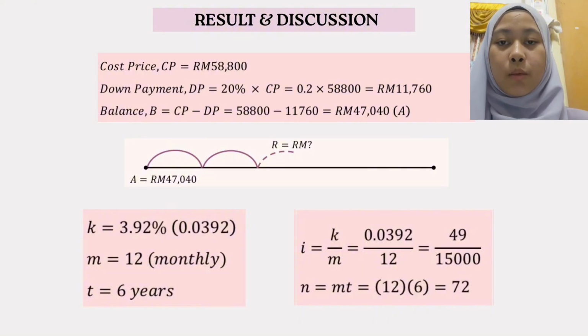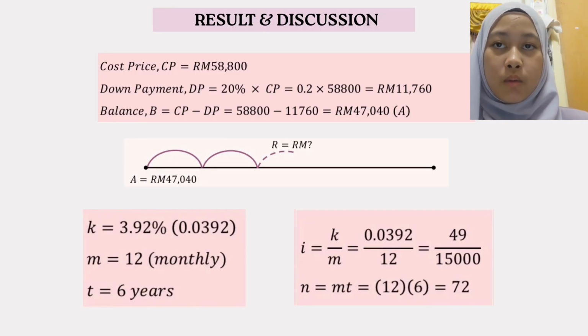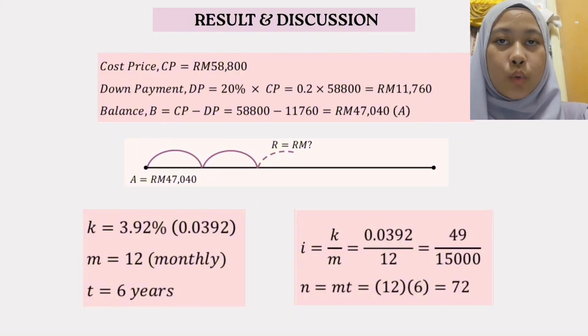The account cost is RM58,800 and it will be the cost price, CP. He wants to pay the down payment of 20% from the cost price, so it will be RM11,760. To get the balance, CP minus DP, we get the answer of RM47,040, which will be labeled as A. Next, K compounded equals 3.92%, which is 0.0392.